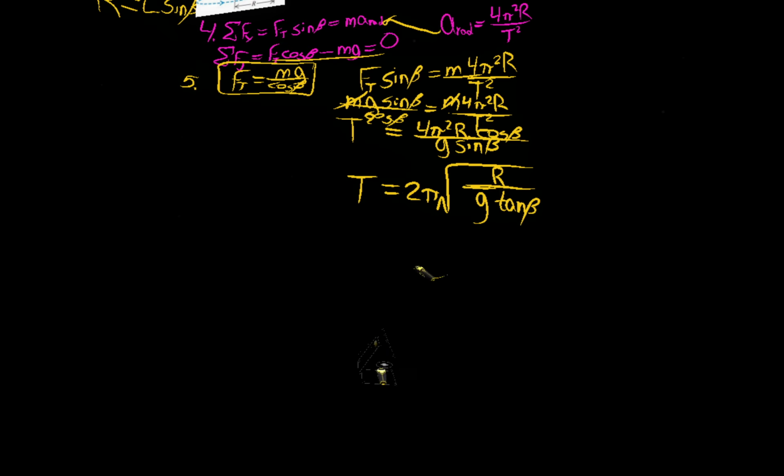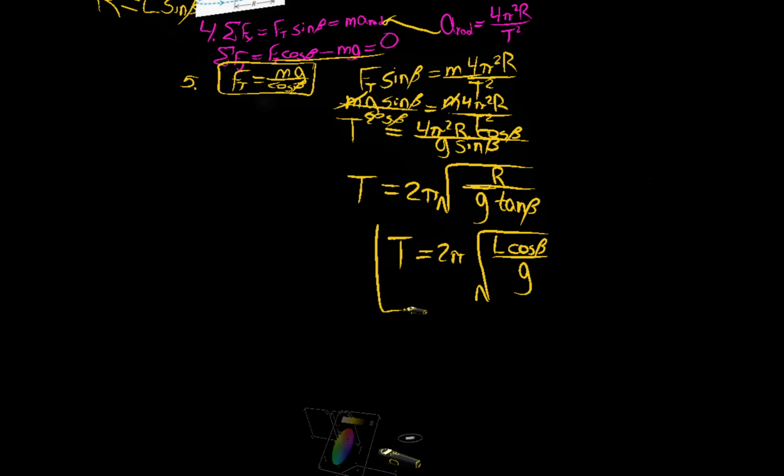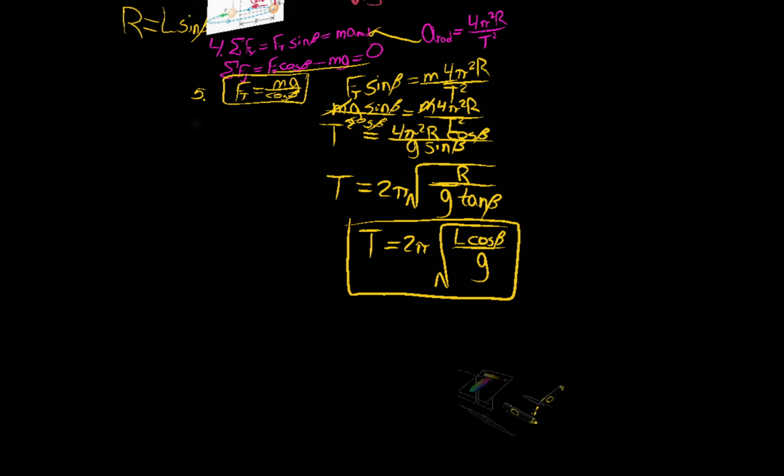And so we could go one step further, and we should, to get 2 pi square root of L cosine beta over g. And that's the whole thing there. All right, so that's an example of how the radial acceleration equations come into play to help you out when the acceleration isn't linear and it's in a constant circular motion. Then you can use those equations.